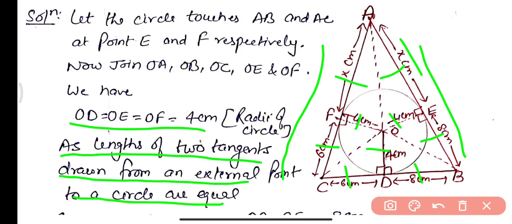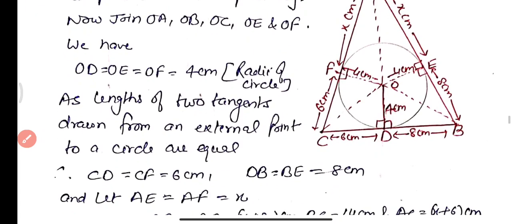If we find out x, we can find out sides AB and AC. As we already have part BE, we will add x to 8 and we will get side AB. And similarly, once we find x, we can also find AF because we already know CF. So AF plus CF will be AC. So now proceed to the solution.